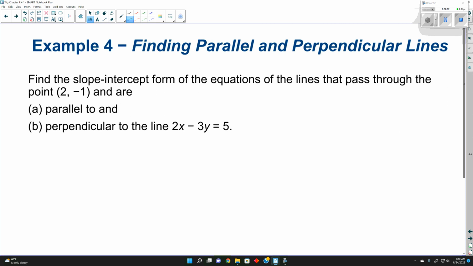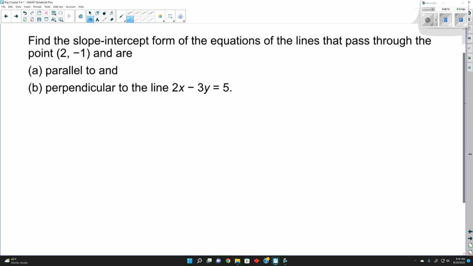So we'll do this one here because this one is sometimes a little more challenging, but not too bad. The first one we'll look at is parallel. Find the slope-intercept form of the equation of the line that passes through (2, -1) and is parallel to, and perpendicular to, the line 2x minus 3y equals 5.